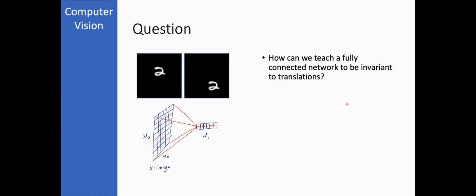Well, you can basically show the network lots and lots of translations of a certain image and ask the network to give you exactly the same output for all of them. So this corresponds to data augmentation in a sense. So basically, by showing examples, you teach the fully connected layers to be invariant to translations. And we've seen this to some extent in the past as well, when we were extracting features, for example, that were not invariant to certain transformations.